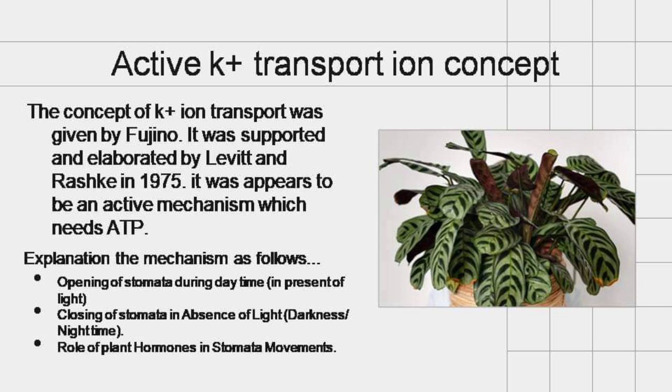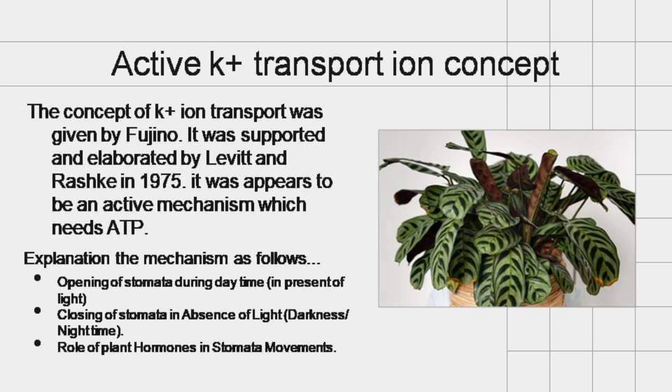First is the theory of photosynthesis in guard cells. Second is the starch-sugar interconversion theory. Third is the theory of glycolate metabolism. And fourth is the active potassium transport ion concept. So let's focus on the active potassium transport ion concept.